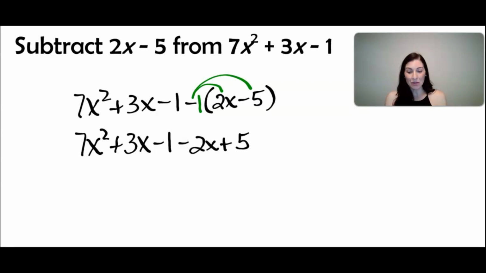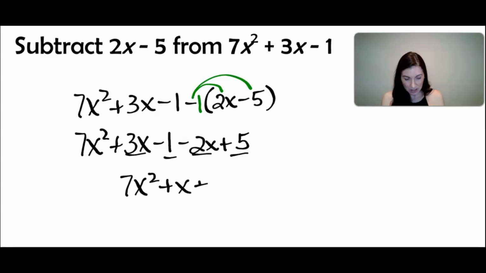A lot of times students remember to subtract the 2x, but they don't think to add the 5 and they leave it as -5. So make sure that you don't make that error. Combining like terms gives me a final answer of 7x squared plus 1x plus 4 as the final answer.